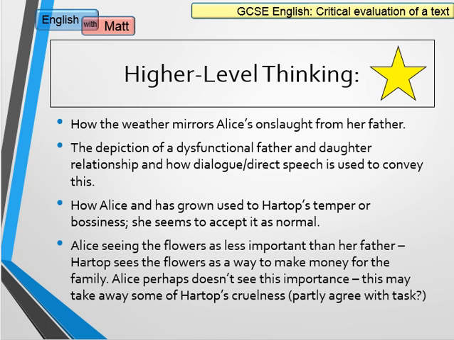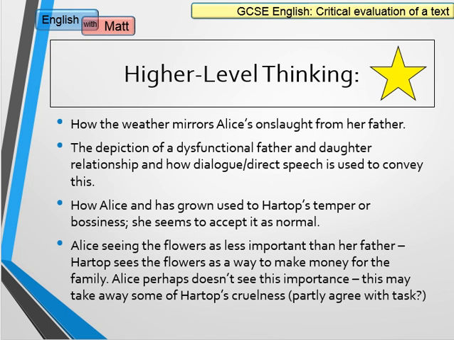Maybe Alice sees the flowers as less important than her father because, as we just said, the father sees them as a way to make money. And maybe Alice doesn't appreciate that. So this might take away some of the cruelness of Hartop, and that means that you just partly agree with the task, perhaps. Maybe, yes, okay, he could be seen as coming across as cruel, but he's doing it for a reason. He just wants to make money and support his family, maybe.